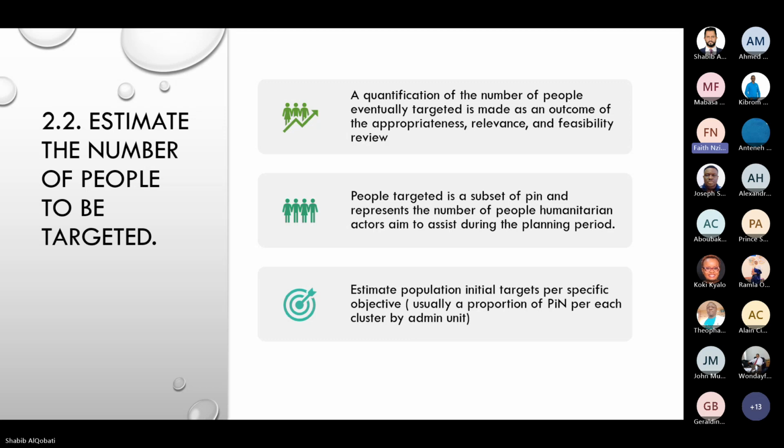So in some cases, when it comes to sectoral specific targeting, you may find cluster lead agencies who say we want to have all the PIN to be also the target for some interventions, and maybe that can be tackled at that point. So at ICCG level, estimate population initial targets per specific objective. These are initial target estimates at the intersector level, as we expect to have the final target when clusters do sector specific targets.